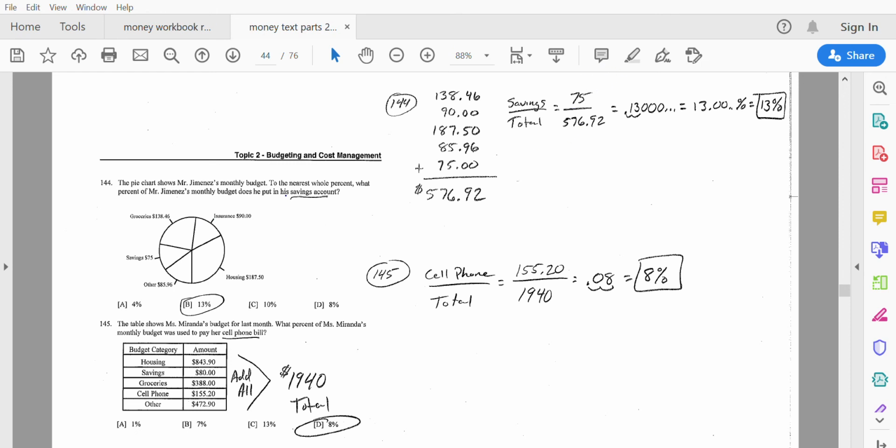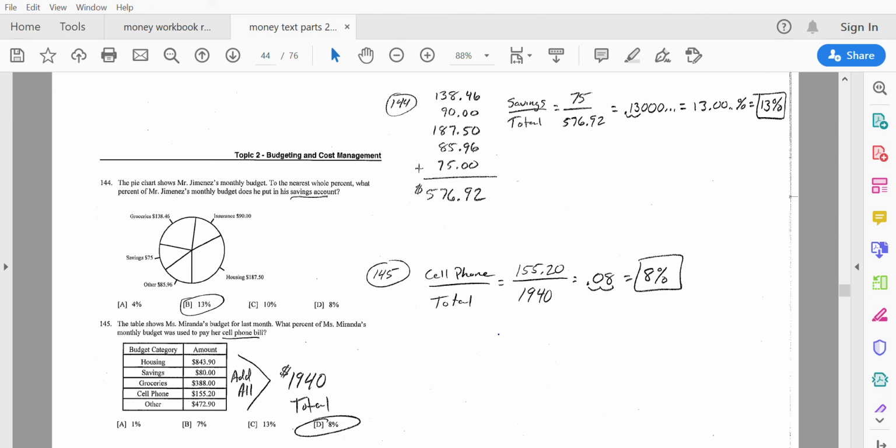The total we need to put on the bottom. That's all these together, including the savings again. We add them all up. We get this $576.92. This one comes out to be basically exactly 0.13. There's some numbers on the very end of your calculator here, but we're going to go 1, 2, and it's going to be almost exactly 13%, and it says to the nearest whole percent, so it's going to be 13.